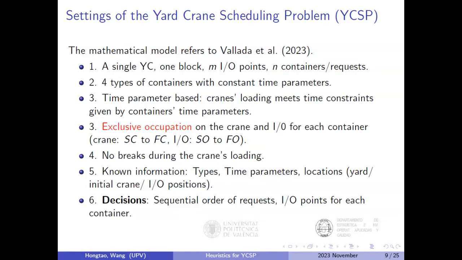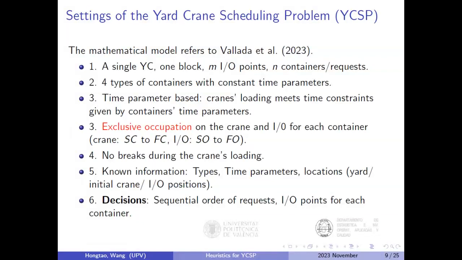And we use our single yard crane. A single yard crane goes to schedule one container, then another. To load each container, we need to choose our input-output points for every container. So totally, the route is our TSP tour, because we only consider a single yard crane in this problem. So totally, we have one yard crane, one block, m input-output points, and n containers. That's to say, n requests.